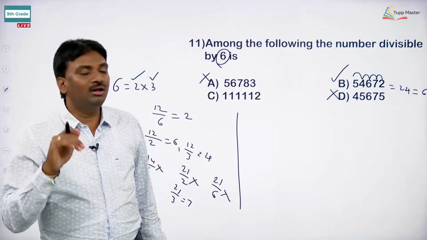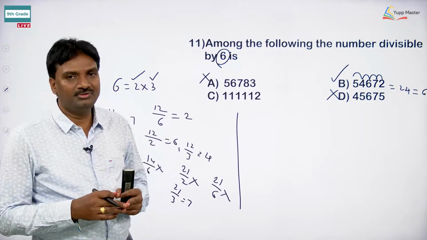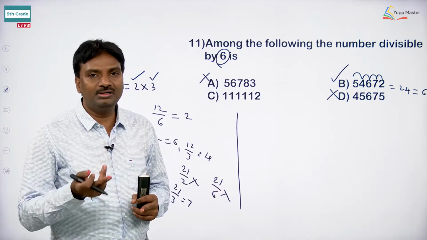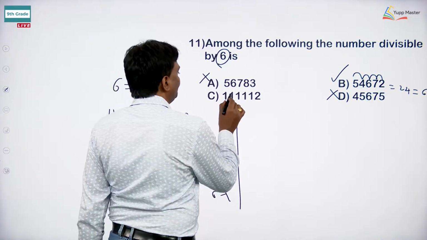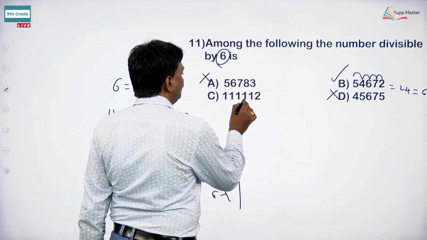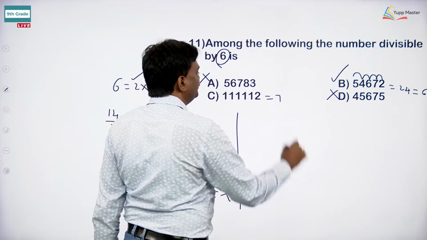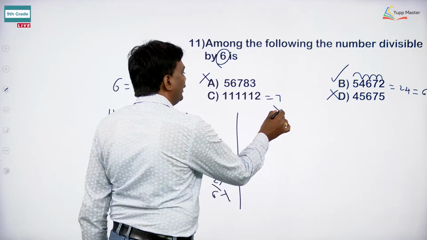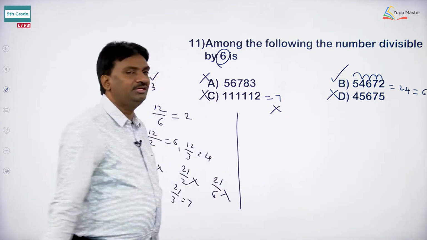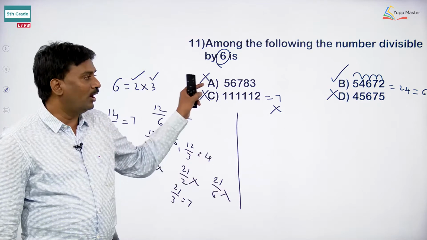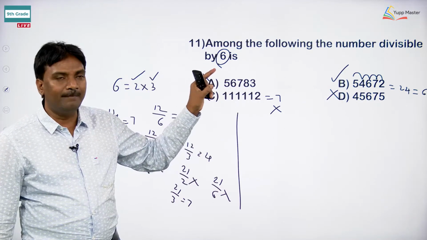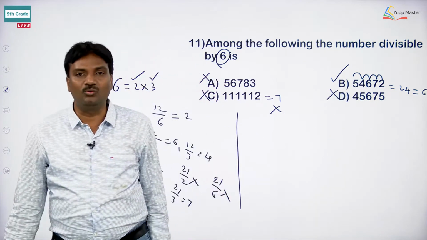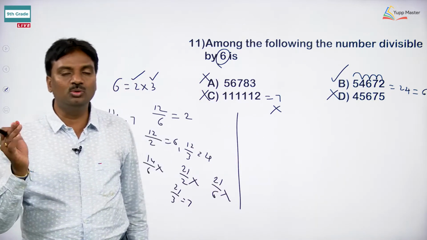So by adding all the digits of the number in option C, 1 plus 1 is 2, 2 plus 1 is 3, 3 plus 1 is 4, 4 plus 1 is 5, 5 plus 2 is 7. But it is clear that 7 is not divisible by 3. So that's why option C is not correct. So among these 4 options, the number divisible by 6 is option B only. Here the divisibility rule of 6.